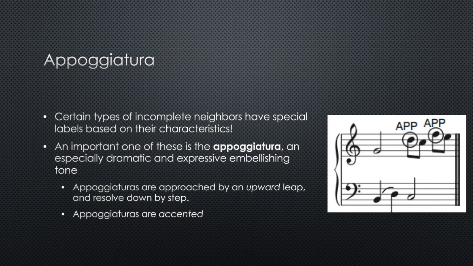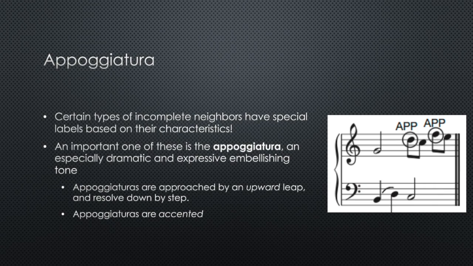So some subsets of the incomplete neighboring tone get special labels based on certain characteristics. The most important one of these is the appoggiatura, this big Italian word, two P's and two G's. The appoggiatura is a really expressive, dramatic embellishing tone. It's my favorite embellishing tone. It's kind of nerdy to have a favorite, but the appoggiatura is definitely my favorite.